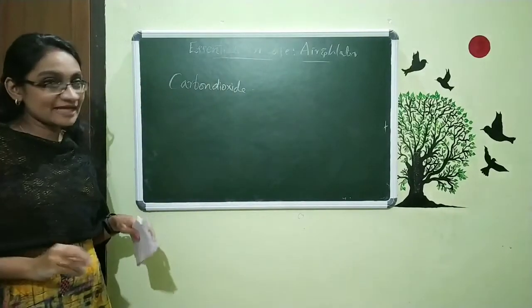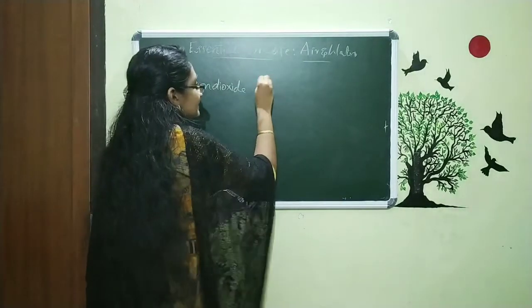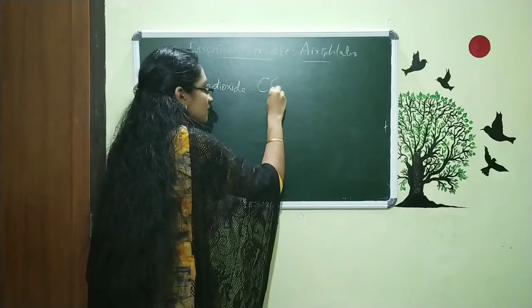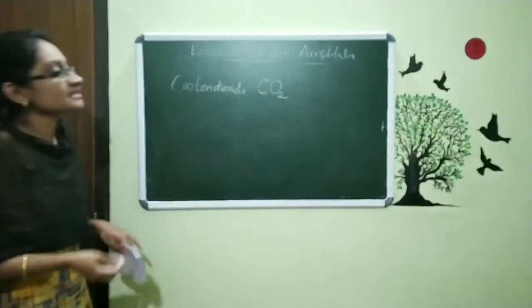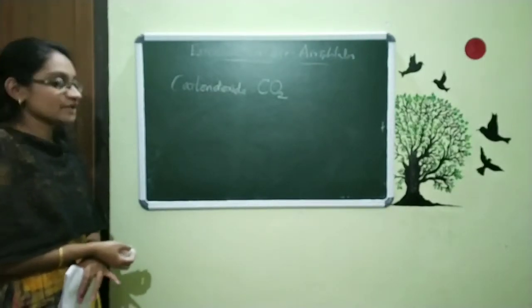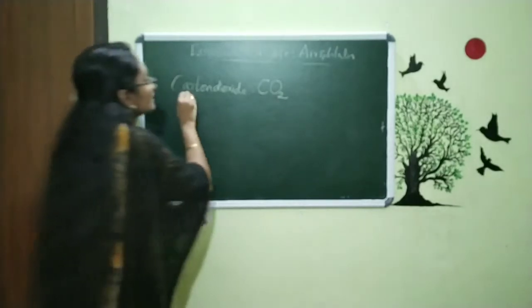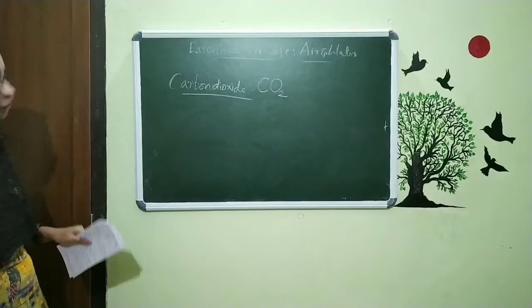Carbon dioxide. We represent carbon dioxide like this: capital C, capital O, and a subscript 2, CO2. This is carbon dioxide. The meaning is one carbon, two oxygen. That you can study in the higher classes. Now just understand that we represent carbon dioxide as CO2.